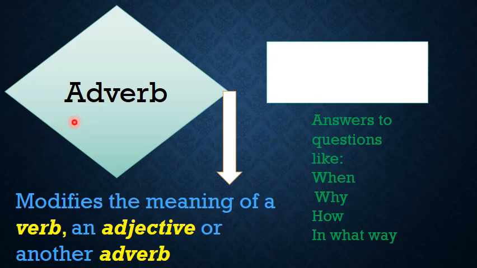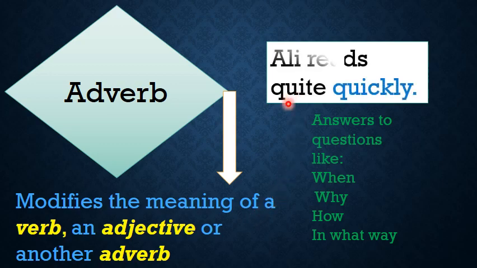The next part of speech is an adverb. An adverb usually modifies the meaning of a verb, an adjective, or another adverb. An adverb usually answers questions like when, why, how, or in what way. For example, Ali reads quite quickly. Here it is giving us an answer to the question, how Ali reads. An adverb usually ends with ly, as you can see in the example.